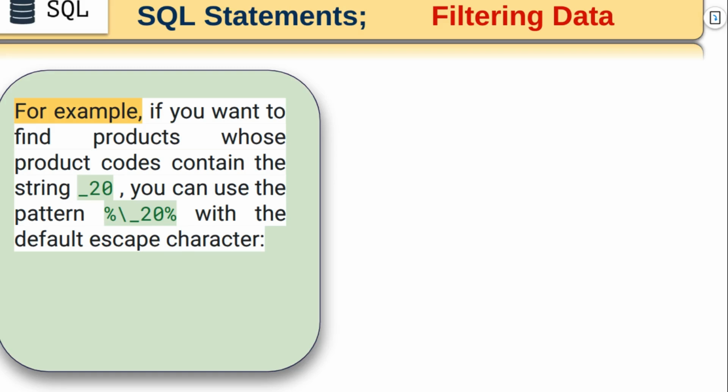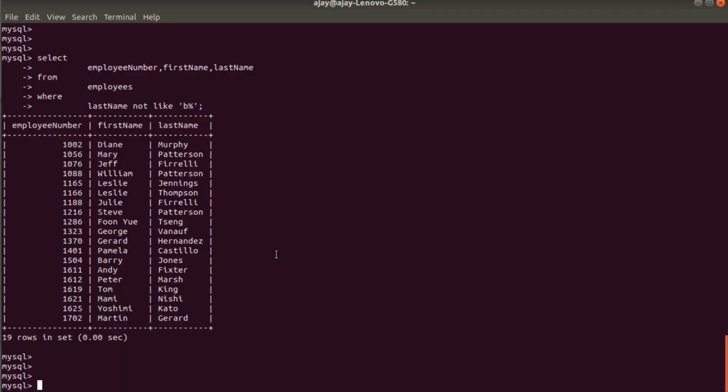Suppose you want to find products whose product code contains the string underscore 20. You can use the pattern percentage backslash underscore 20 percentage with the default escape character. Before discussing this, we should practice the underscore wildcard character. In the starting we discussed the underscore wildcard character, used when we match only one character in the string.